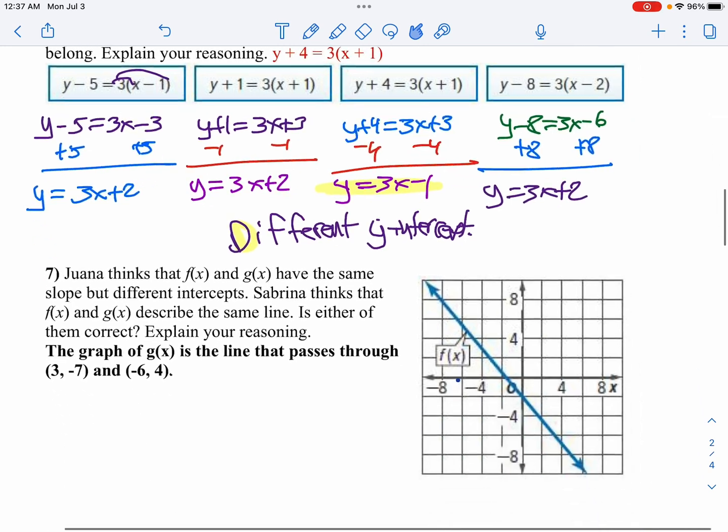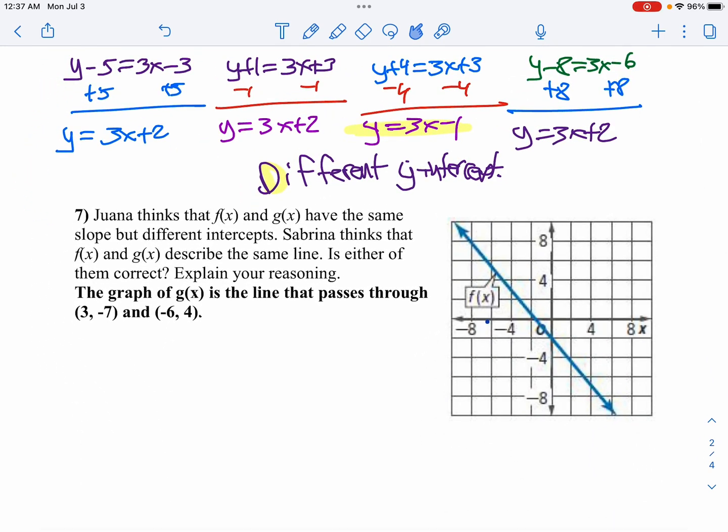On question number 7, we want to compare these two functions. f of x is graphed for us, and then g of x is given as points. The question is, we have these two people. One of them thinks they have the same slope but different y-intercepts, while the other one says they're the same line. It's not easy to see the slope on here because notice we're counting by 2's, and it also doesn't look like we have a nice lattice point that it goes through.